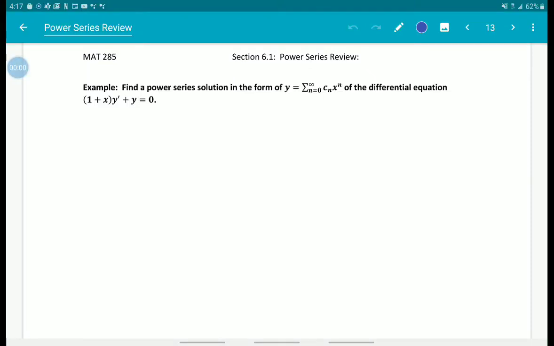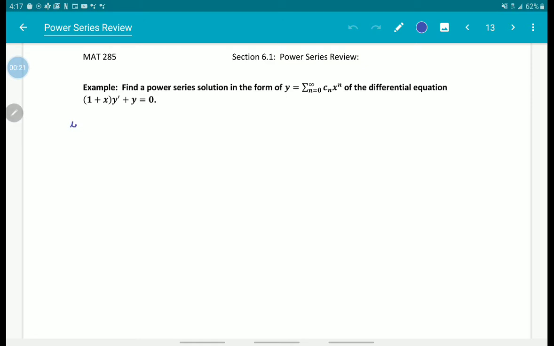So let's do one more where we're trying to find a power series solution in this particular form, the sum of c_n x^n, of a first order differential equation. So our first step is to get all the pieces we need to make our substitution.